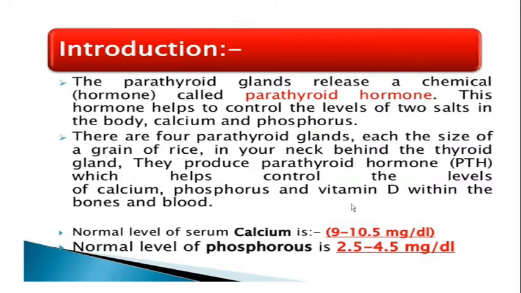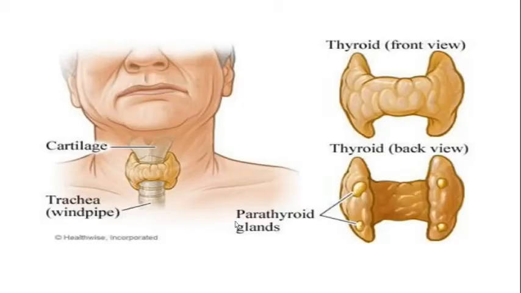Normal level of serum calcium is 9 to 10.5 milligram per deciliter, and that of phosphorus is 2.5 to 4.5 milligram per deciliter. We are not talking about the ionized calcium as far as the serum calcium is concerned, and the more diagnostic one is basically the ionized calcium. And this is the overview where you can see the parathyroid gland on the back of the thyroid gland. But the parathyroid gland can be found at extrathyroid organs also.